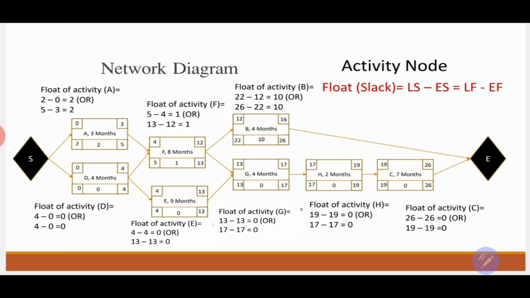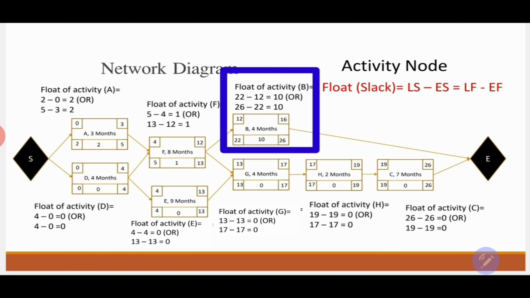We can start calculating the float from anywhere on the network diagram. Why? Because the equation says that the slack or the float equals the late start minus the early start, or the late finish minus the early finish. Since we have the early start and early finish of every activity, we can start from any activity. Let's take, for example, activity B. What's going to be the float of activity B?